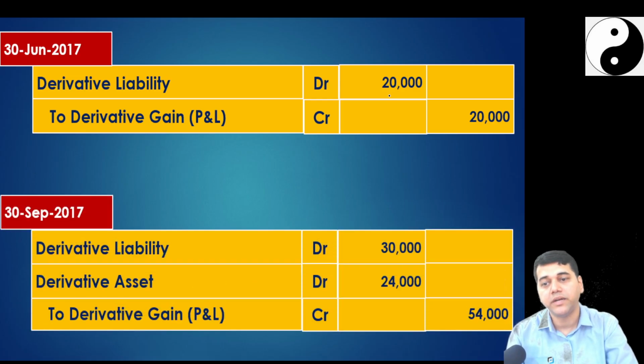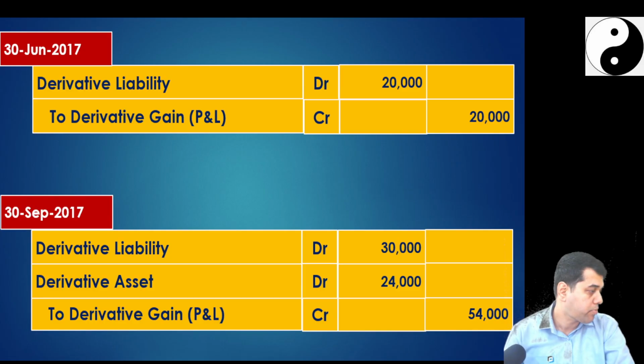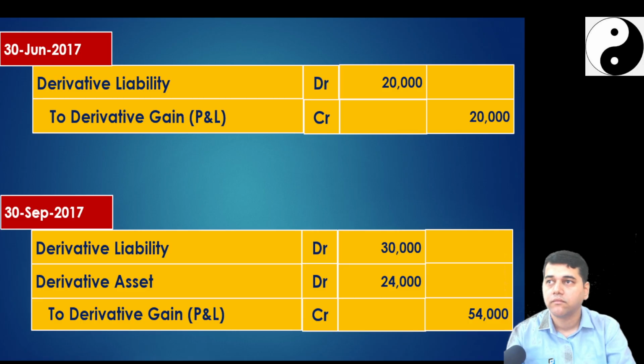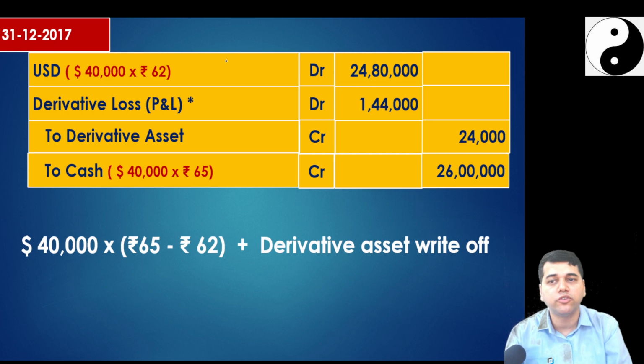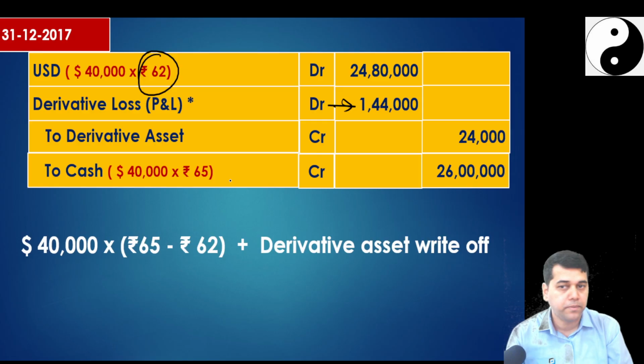Then on 30th September, the derivative liability will go off, the asset will come, and derivative gain is going to happen: 54,000. The same question. And the last is the US dollar is going to come to you at 62 rupees. Derivative loss, the balancing figure, will be 1,44,000, which you can cross verify later. Derivative asset will be the return of 24, and cash goes out at 65, 26 lakhs.